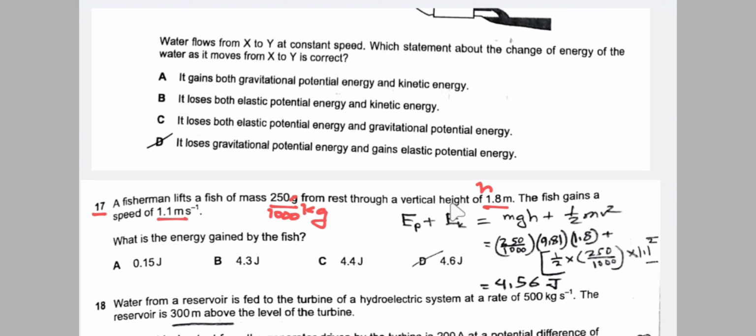So as it has moved a vertical height, it must gain some gravitational potential energy. Also it has some speed. It starts from rest and it has some speed, so it has some kinetic energy. So gravitational potential energy is equal to mass into gravitational field strength into height, and kinetic energy is half mv square. The mass must be in kilogram, so half m, and the gain in speed square. So in total the increase in energy is 4.6 joules.